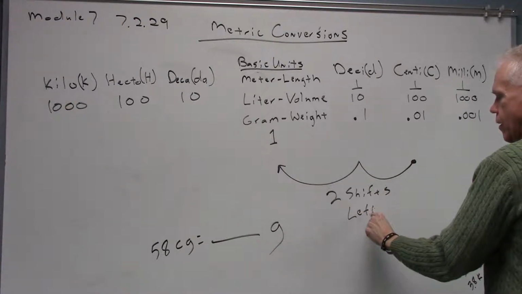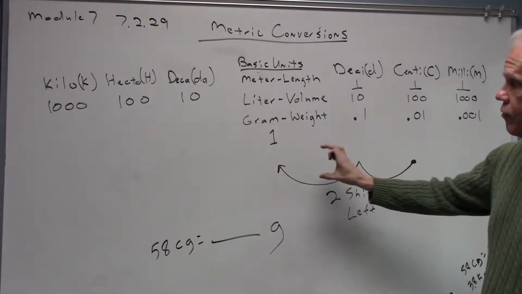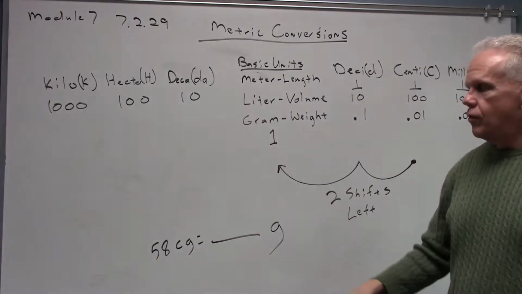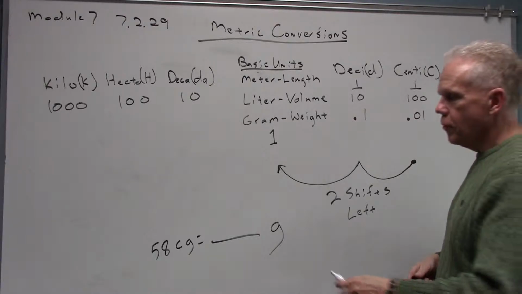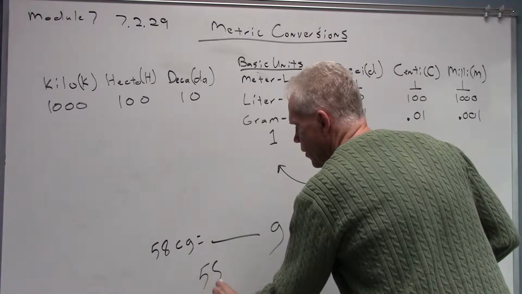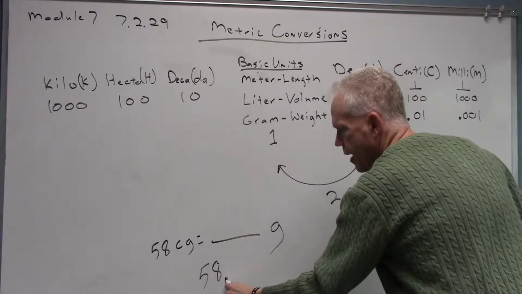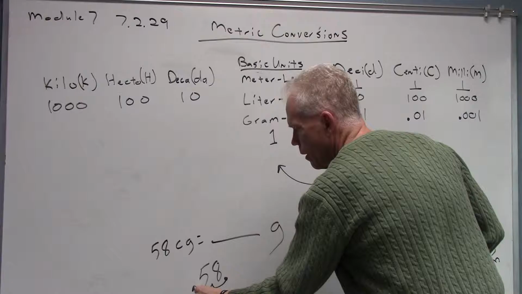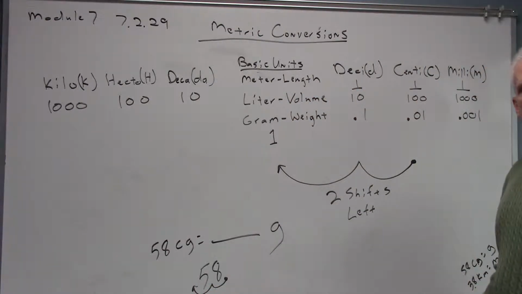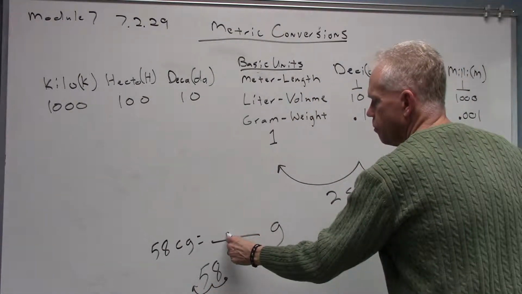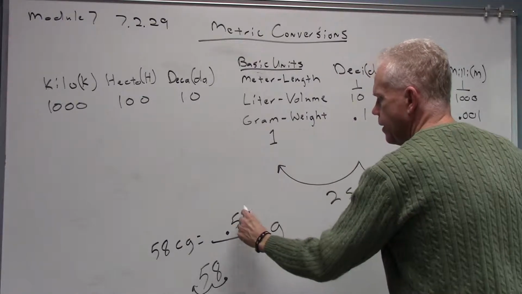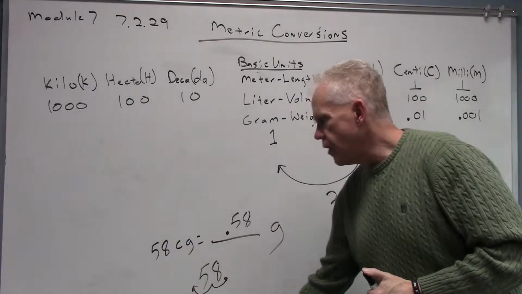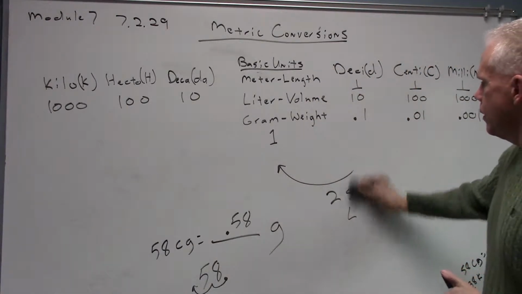Now since we moved 2 shifts left to go from where we are to where we want to be, we would essentially do the same thing with the decimal in the number that we're converting. So we would take the 58, which has a decimal right here, and we would shift that decimal 2 places back to the left. And so 58 centigrams is 0.58 grams. It's 0.58 grams. Let's grab another example right here and see what we can do with it.